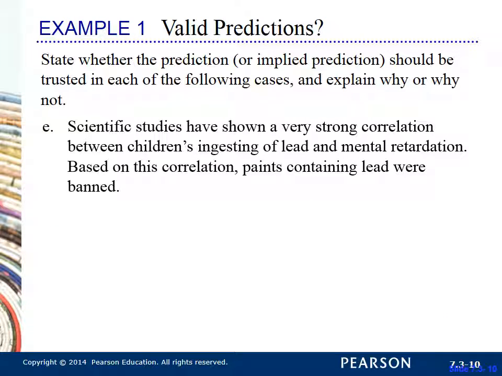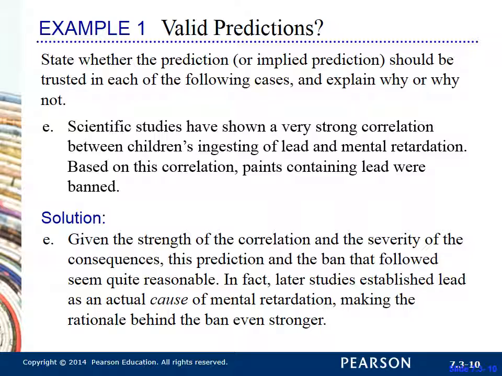How about a scientific study showing a very strong correlation between children's ingesting of lead and mental retardation? Based on this, paints containing lead were banned. This is very true. The strength of the correlation and the severity of the consequences, this prediction and the ban that followed seem quite reasonable. In fact, later studies actually did establish lead as an actual cause, not just a correlation, but a cause of mental retardation, so the rationale behind the ban was even stronger.